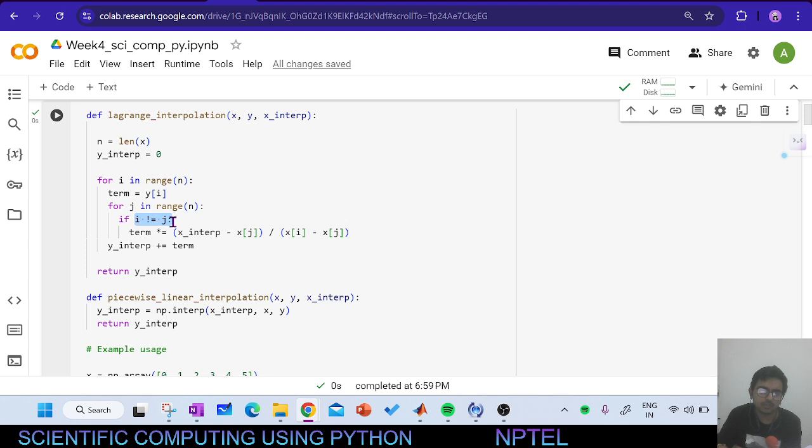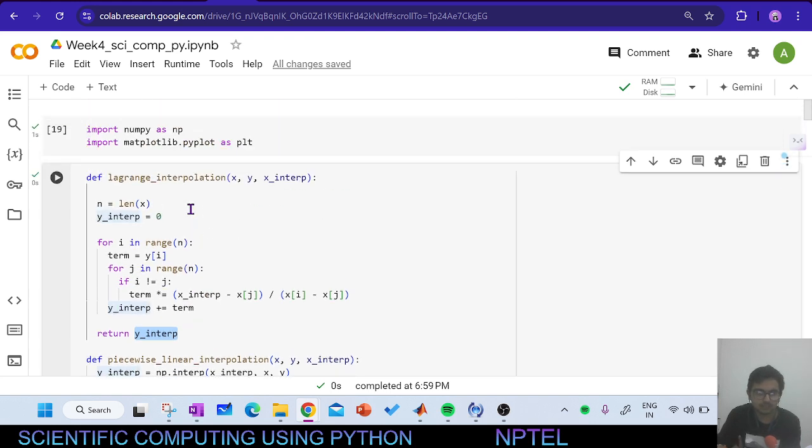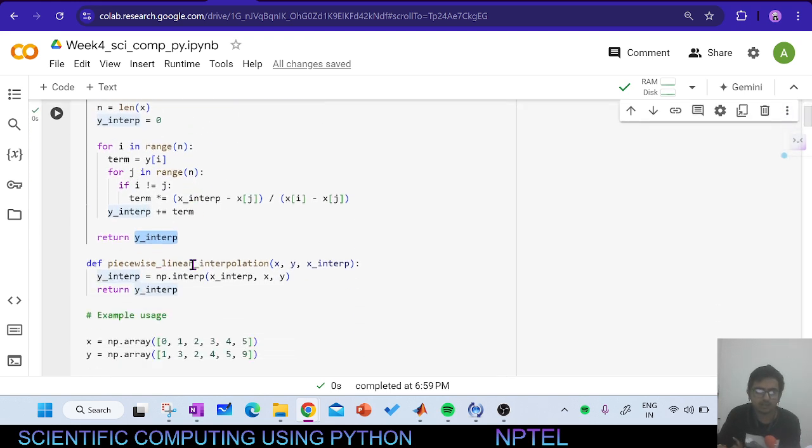If i not equal to j, this is how we write it, right? Exclamation mark equal to, which means not equal to j. Then we multiply this term, which we started with just yi, by this fraction. So this is (x minus xj) divided by (xi minus xj), and this product is over j. Okay, and after doing all of that, we just add the terms. So this becomes the sum over i of li times yi. So after adding all the terms, we get the value of y. So that is the first function, which is the Lagrangian interpolation.